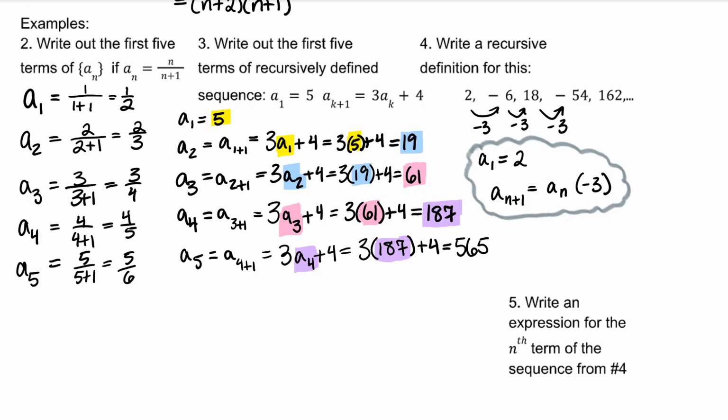Now we're going to write an expression for the nth term of the sequence from number 4. Because this is geometric, we'll use the formula for an explicit geometric sequence. A sub 1 is your first term, r is your common ratio. And there's your answer.